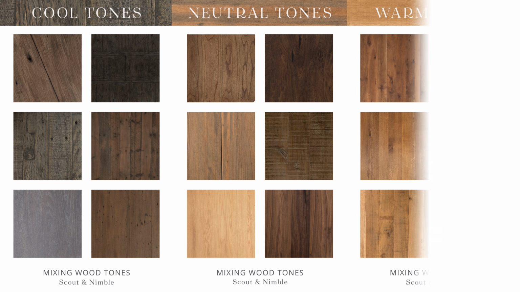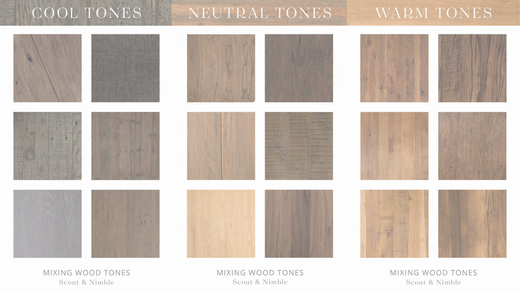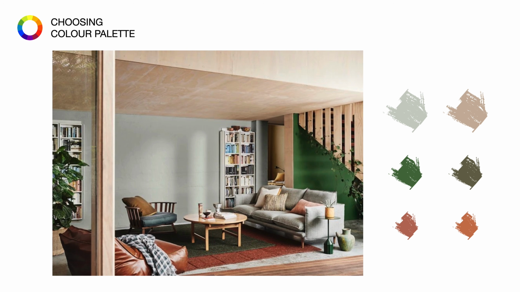Consider the undertone of any wood, metal finishes, or soft furnishings in your home and plan your color scheme around that. Once you have decided on a dominant color, plan the rest of your palette around it. Refer to the color schemes I discussed at the beginning of the video to choose colors that go well together.